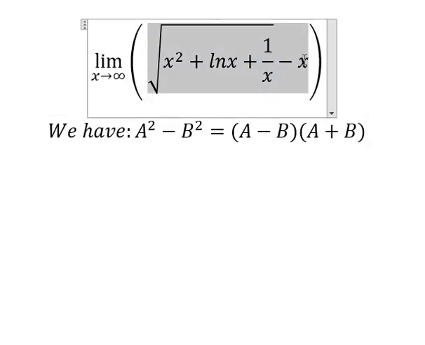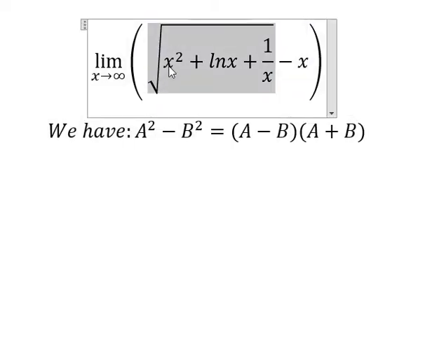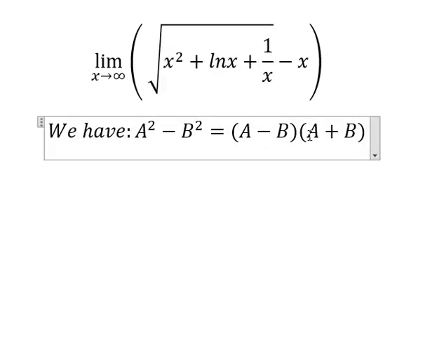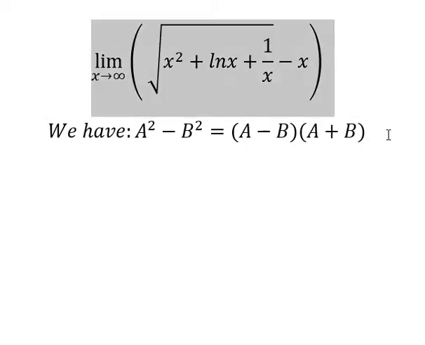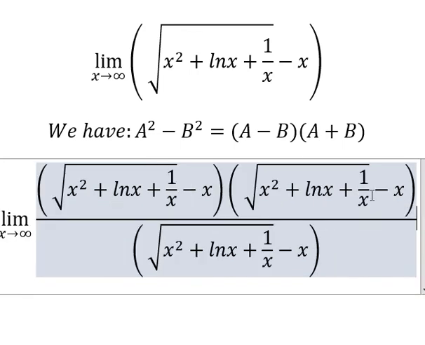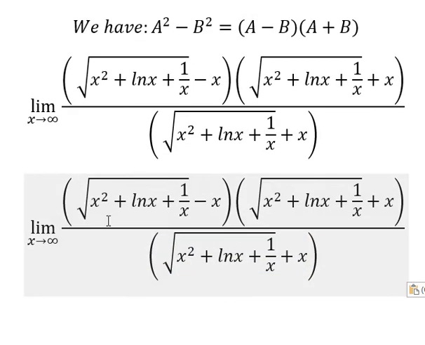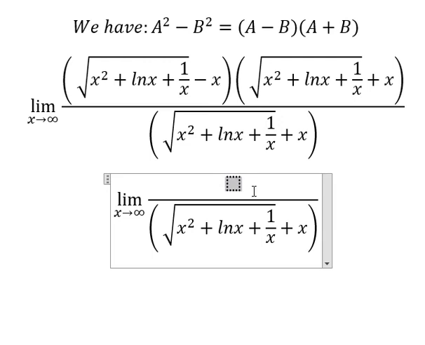So this one in here, that is about a minus b. We need to create about a square minus b square to cancel about the square root. To create about this one, we need to multiply by a plus b on numerator and denominator. So this one we have like this.